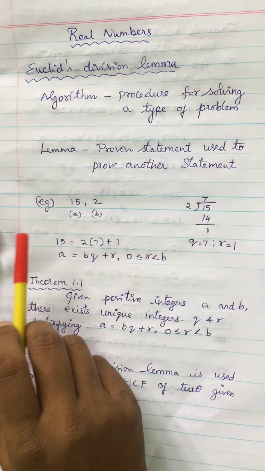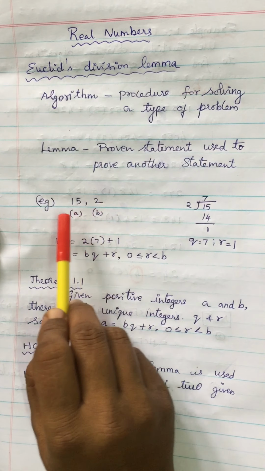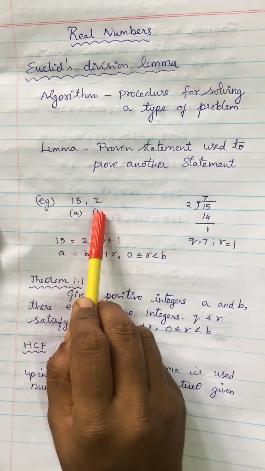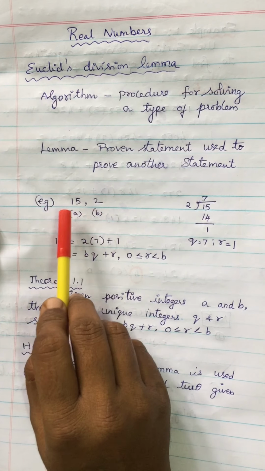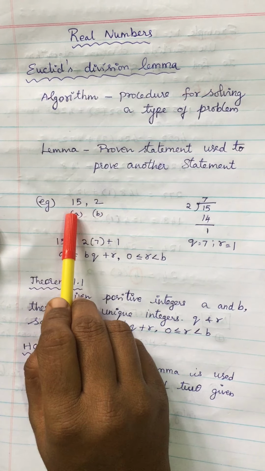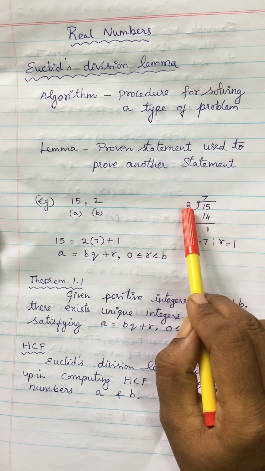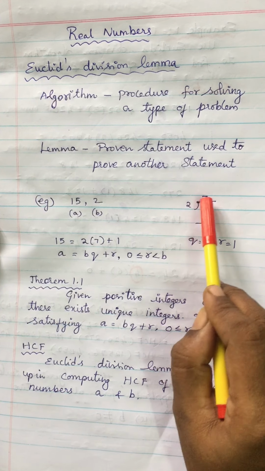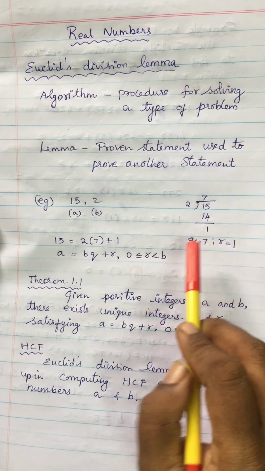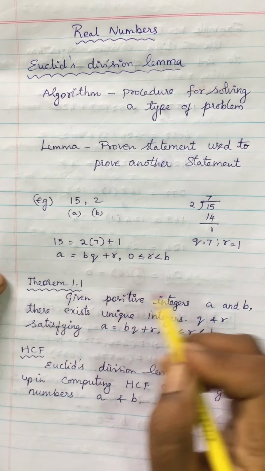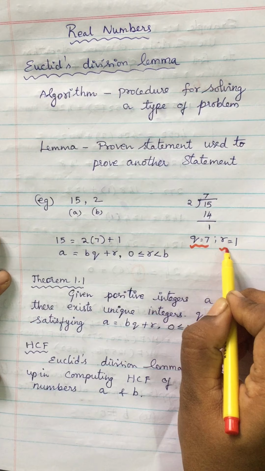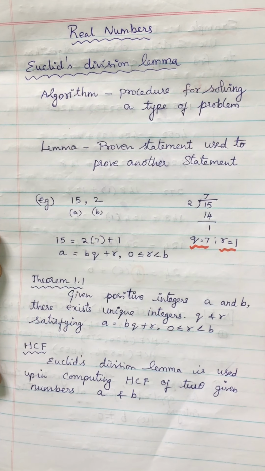Now I'm considering an example: 15, 2. 15, 2 is nothing but a pair of numbers. What will happen if you divide 15 by 2? If I divide 15 by 2, it goes 7 times. 2 sevens are 14, and the remainder is 1. So you can write the quotient as 7 and the remainder as 1.